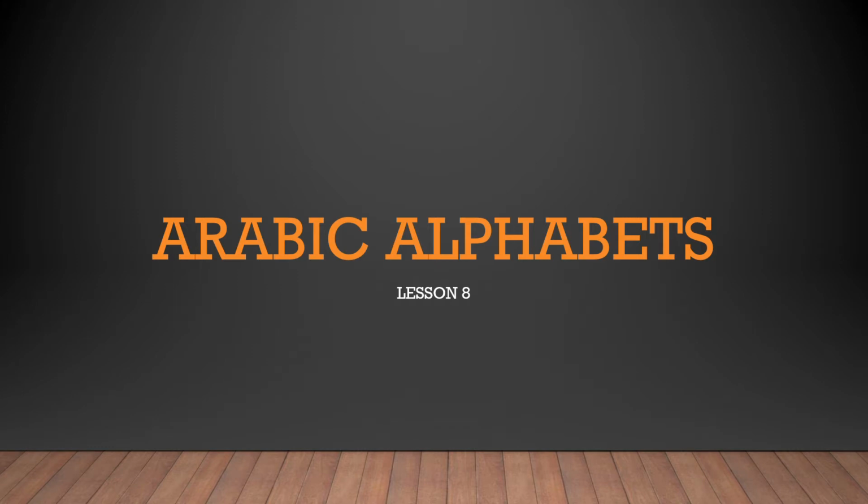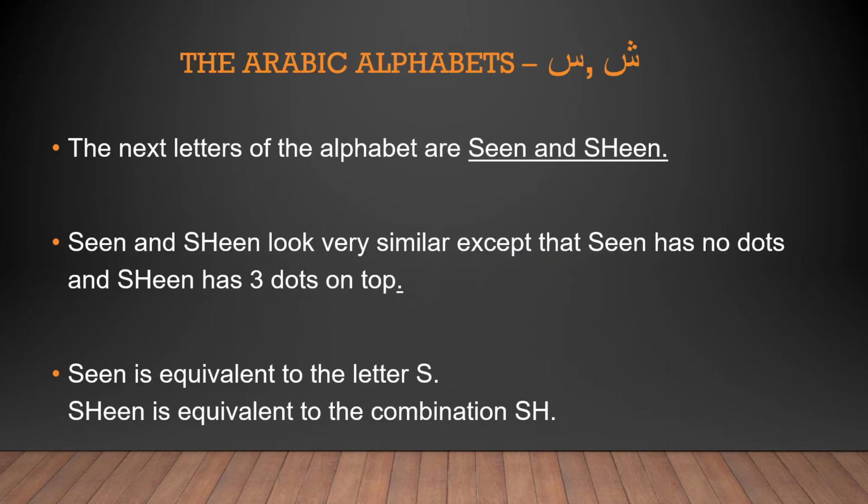Welcome to lesson 8 of our Arabic alphabet series. Let's begin. Today we're going to focus on the next two letters of the Arabic alphabet, Seen and Sheen. This is Seen and this is Sheen.